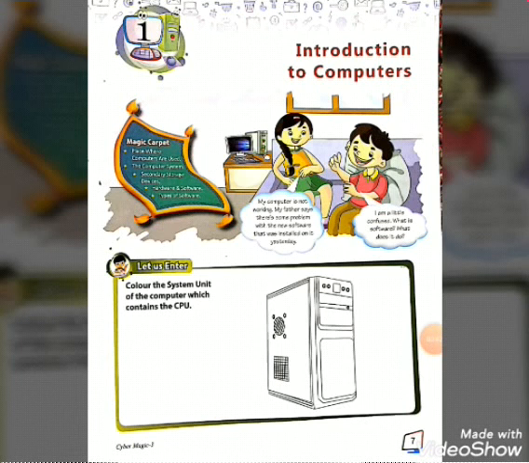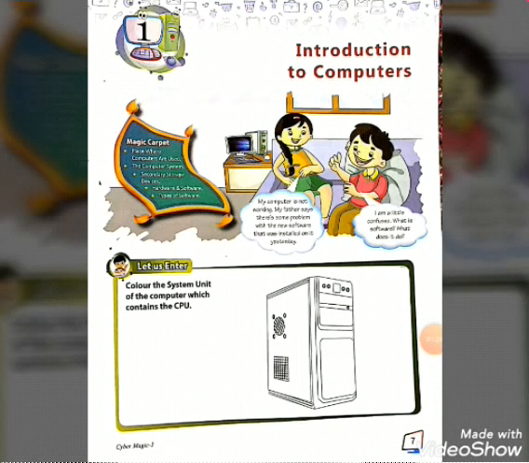Here you can see the beautiful pictures of two kids shown on your screen on page number 7. One says that my computer is not working. My father says there is some problem with the new software that was installed on it yesterday. Now the boy says that I am a little confused. What is software? What does it do? He asked the girl, I am a little confused. What is software and what does it do?